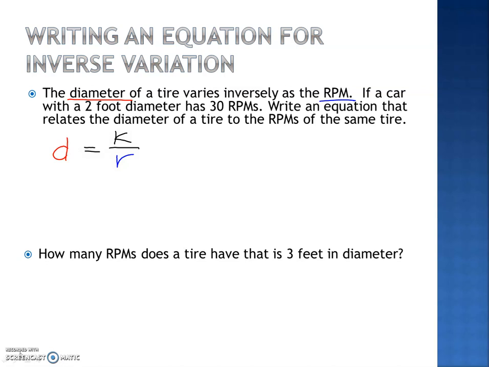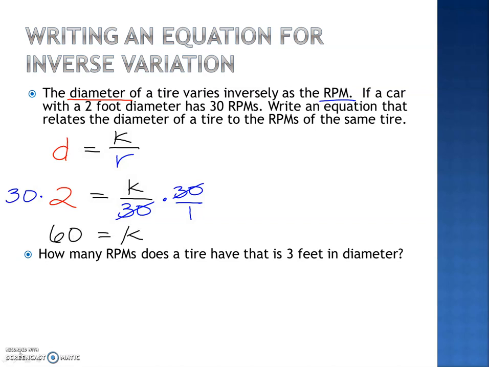Now, this says if a car with a 2-foot diameter, so we've got a 2 for the diameter, has 30 RPMs, so we've got 30 down on the bottom. Remember, when we're solving these, our goal is to find that k value. So what is that k value going to be? I need to get k by itself, so I can multiply both sides by 30. It's 30 over 1, so those would cancel. I've got to do the same over on this side. So that gives me 60 equals k. So my equation is simply D equals 60 divided by R.